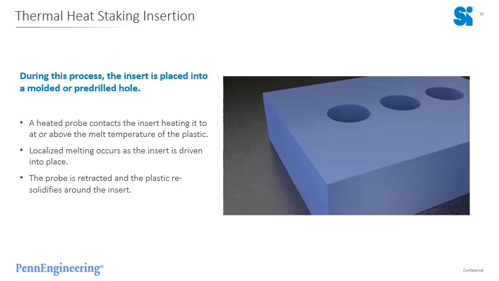Thermal heat staking insertion. Again, just a reminder, hover your mouse over the graphic, click the button, and you should see the animation. Once again, during this process, the insert is placed into the molded or pre-drilled hole. A heated probe comes in contact with the insert, heating it to a specific temperature above that plastic resin's melt temp. Localized melting will occur as the insert is driven into place. The probe is retracted, plastic cools and resolidifies around the insert.